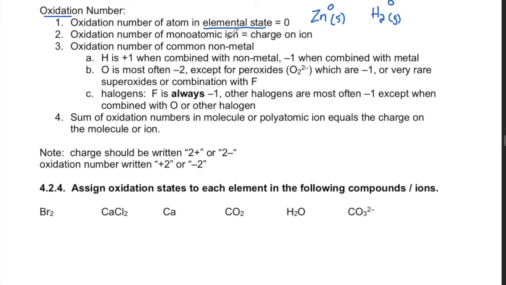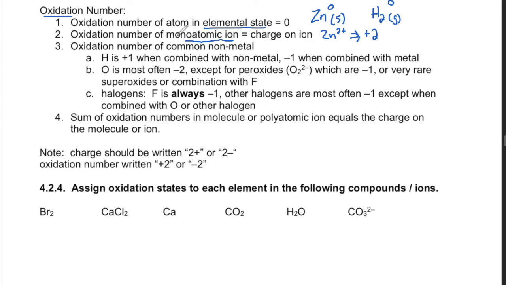If you have an ion that is just monoatomic, so that means just one element in the ion, so for example zinc with a +2 charge, this represents zinc being short 2 electrons. This has an oxidation number of +2.